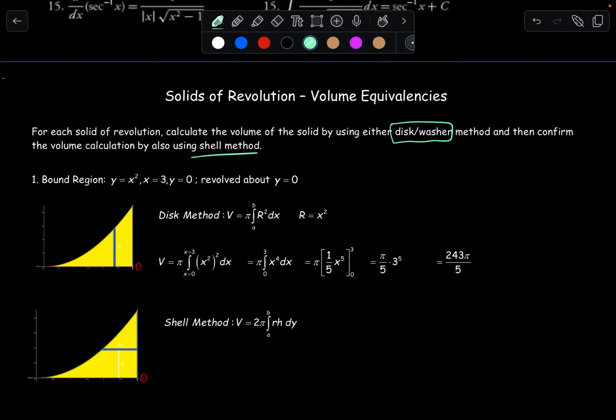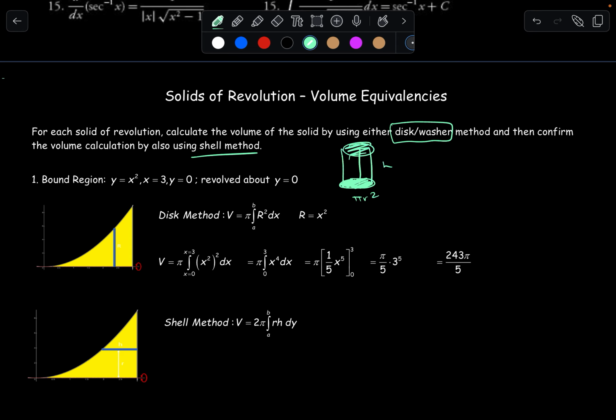Okay. Shell isn't always the best one to use. We will take a look at some examples and compare and contrast and see which method you should be using to help maximize your time. Now, first I want to talk about disk method. The formula for disk method comes from the volume of a cylinder, okay? So if you think about the volume of a cylinder, the base of a cylinder is going to be the area of a circle, which is pi r squared. And then you give it some height, you end up with a cylinder.